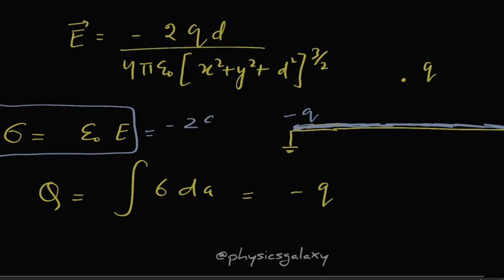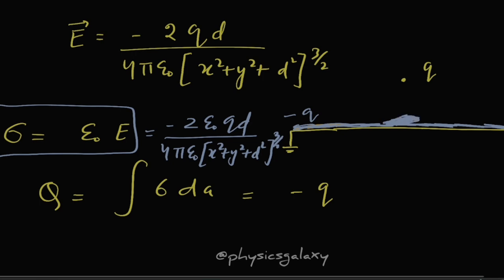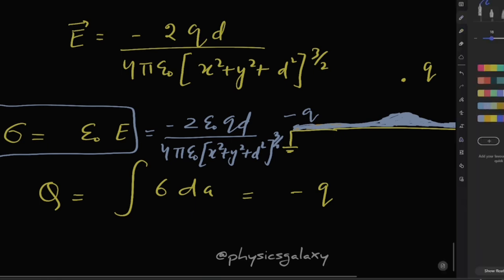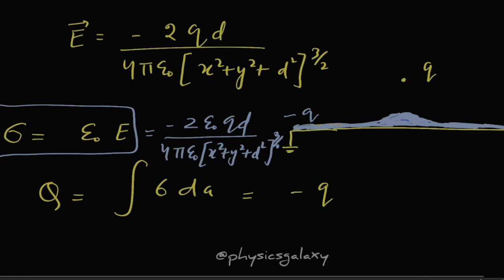And if you look at this charge density, it is simply minus 2 epsilon naught qd divided by 4 pi epsilon naught (x square plus y square plus d square) to the power 3 by 2. So when x and y equal 0, it's maximum, right? So there is maximum negative charge here, and then it drops off, and at infinity it's almost 0. So this is all negative charge.